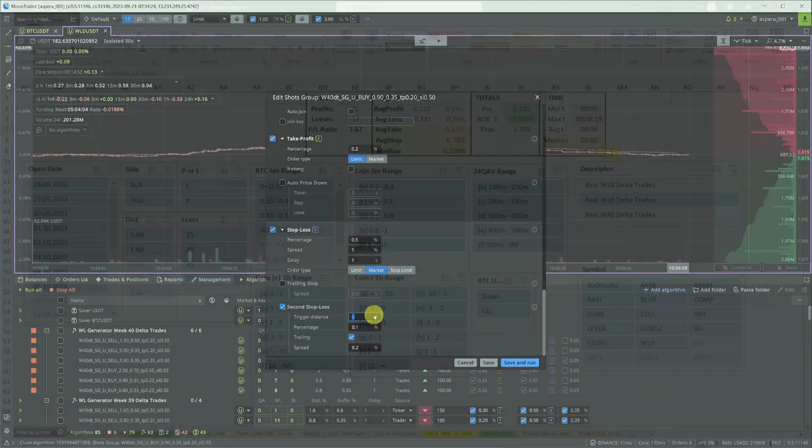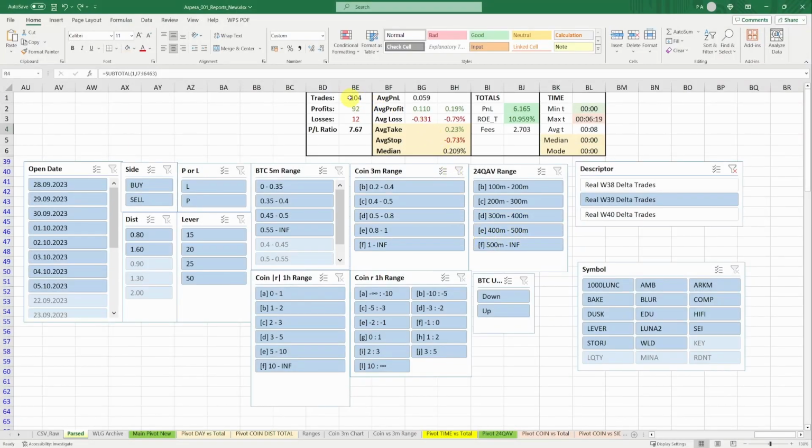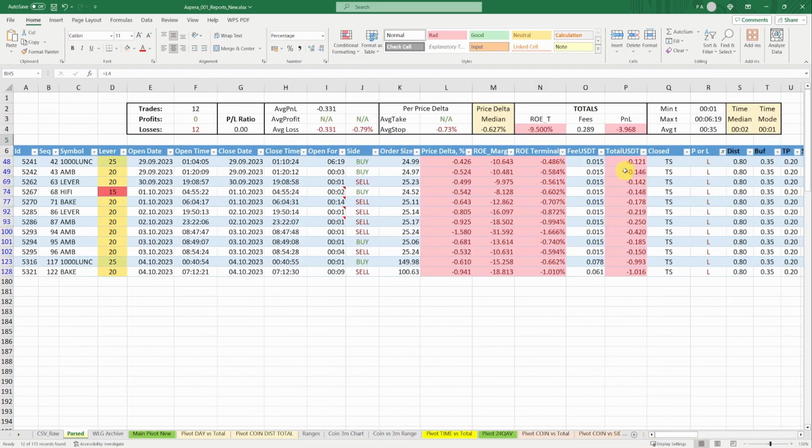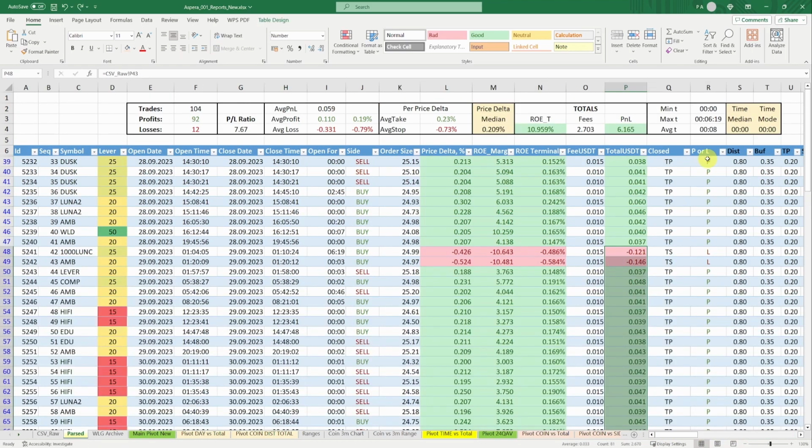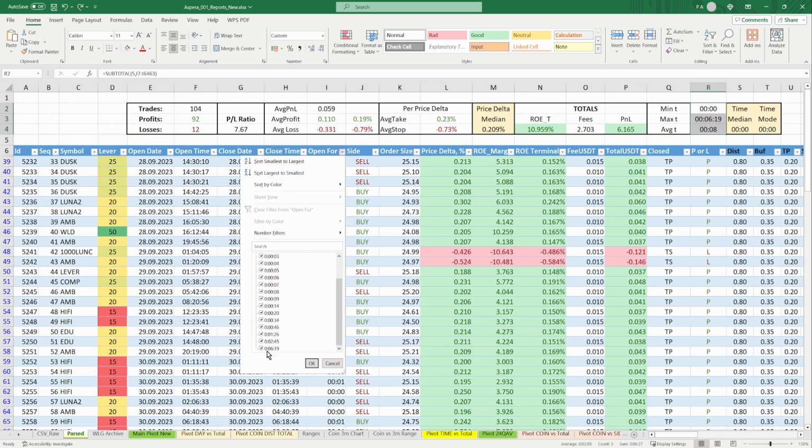Anyway, with this second stop, I'm trying to achieve two goals at the same time. Firstly, I want to reduce my average loss, and secondly, I want to force close the positions that are staying open for way too long. So let's see if I succeeded in either of these.